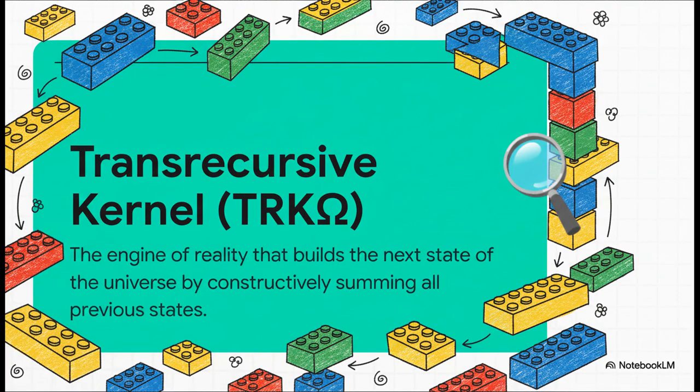And the engine that does this building is called the Transrecursive Kernel, or TRK omega. The Lego analogy is just perfect for this. Every new moment in the universe is like a new block that gets added, and the math guarantees it will fit perfectly with the whole structure that's already there. No gaps, no weird infinities, just a clean, constructive process.